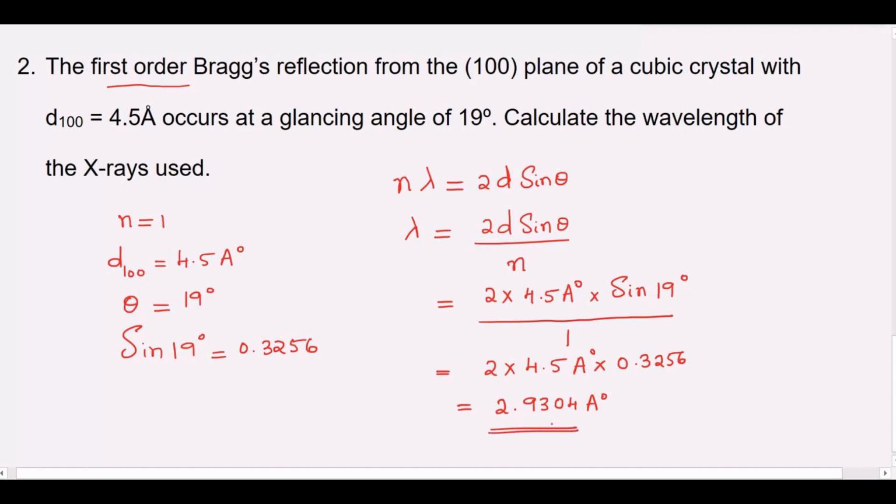In the question, you have to calculate the wavelength of the X-rays used, and using Bragg's equation n lambda equals 2d sine theta, we have lambda equals 2d sine theta by n. So substituting the values, you will get the wavelength of the X-rays used.